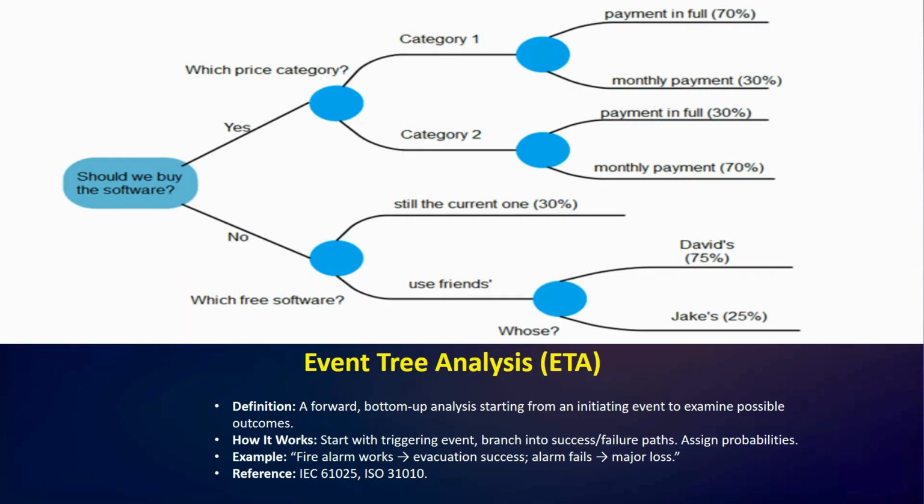Okay, so here we have the definition: forward bottom-up analysis starting from an initiating event to examine possible outcomes. How it works: start with the triggering event, branch into success or failure paths, assign probabilities. So for example, we have here: fire alarm works, evacuation success; alarm fails.